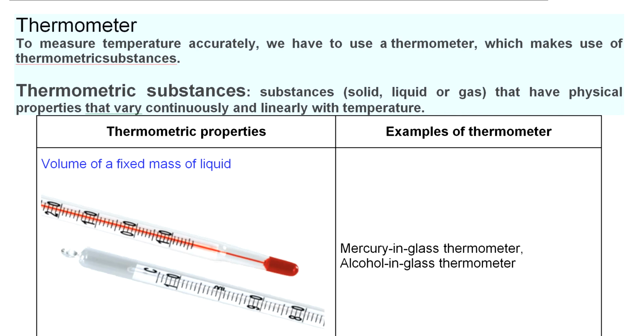To measure temperature accurately, we have to use a thermometer which makes use of thermometric substances. Now question arises, what type of thermometric substances? Students, thermometric substances are those substances which show a different behavior when their temperature is increased. What type of different behavior? Either they will change color, either they will change shape, either they will expand, and if they are closed they will be open.